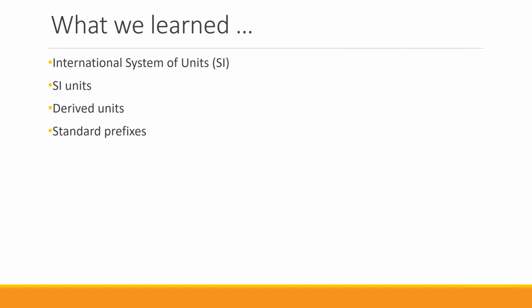So in this video, we learned a little bit about the International System of Units, or SI, and why it is useful. You saw the major SI units, and then you saw some of the derived units which are built using the major SI unit. And finally, you learned about the standard prefixes that we use to better represent the quantities or the variables that we will have.